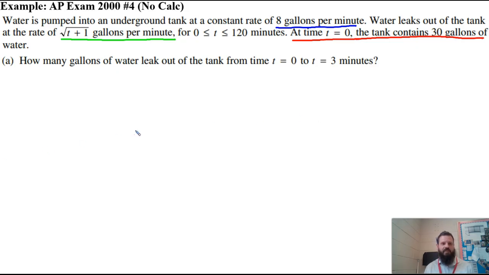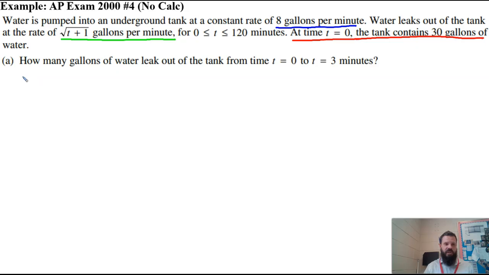All right, part A says how many gallons of water leak out of the tank from time t equals 0 to t equals 3. Okay, so leaking is going to be dealing with our rate out here. We have the rate that things are leaking. If we want to get the total amount leaked, going from a rate to a total, that's going to be an integration question. Going from a total to a rate would be derivative. Rate to total is integration.